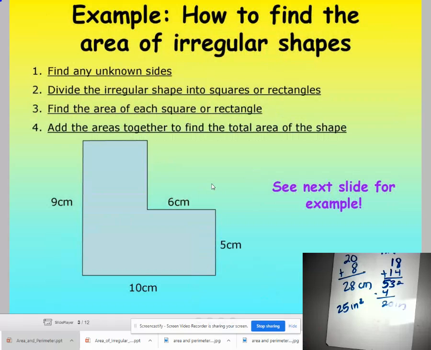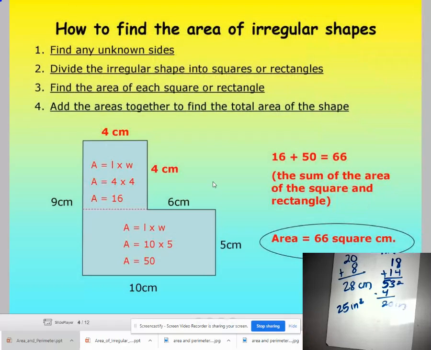Well, let's try to find the area of irregular shapes. First, you have to find any unknown sides. Then you have to divide the irregular shape into squares or rectangles. Third, you need to find the area of each square or rectangle. The last thing you need to do is add the areas together to find the total area of the shape.